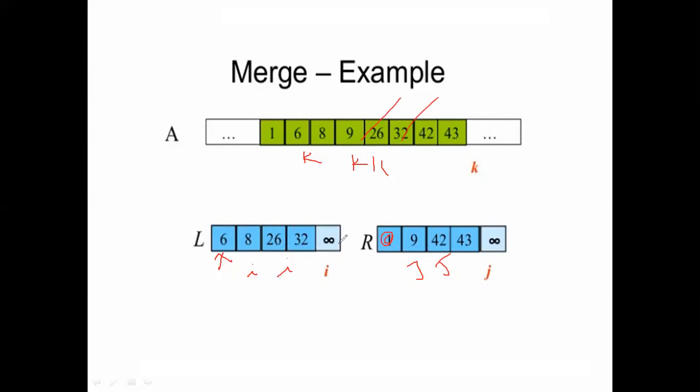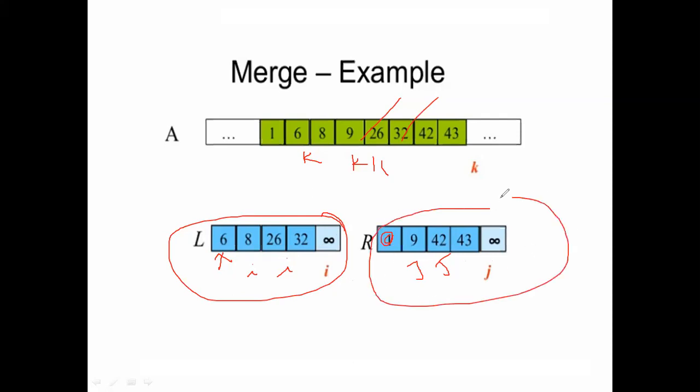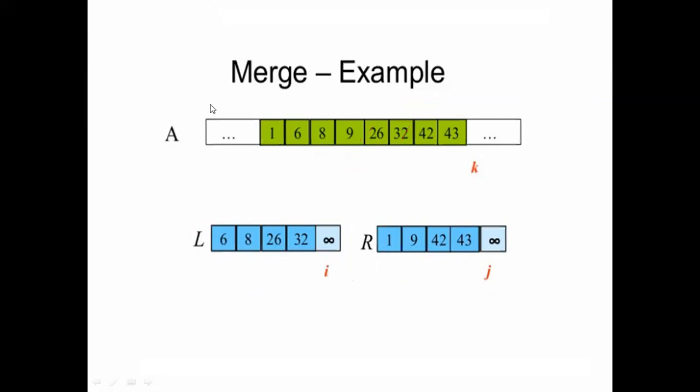Then we put infinity here because infinity is the highest value. That means this is the end of the left part. If the infinity comes here, it means this is the end of this left part. In the same way, we represent the right part also by infinity to identify the end of the array.